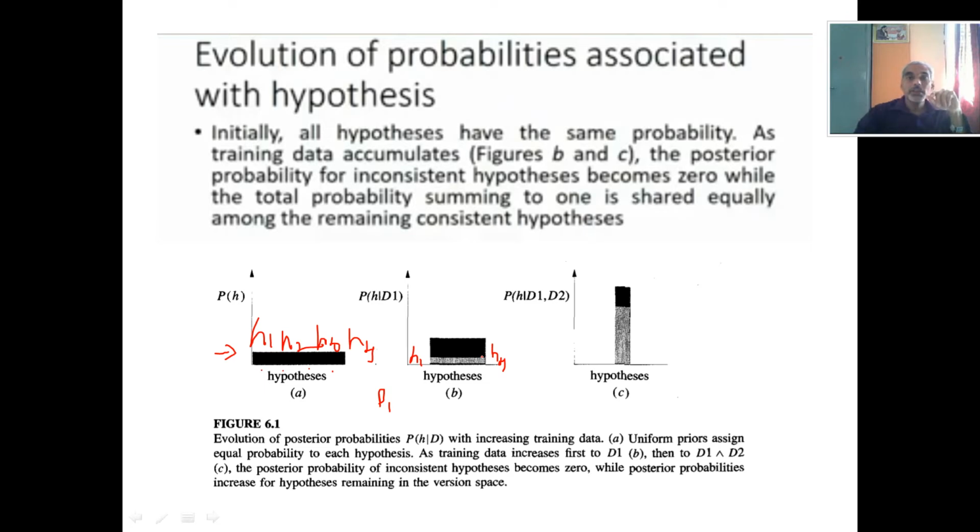Initially for all four hypotheses we gave equal probabilities. Now when you take one training data set D1, on the y-axis we have written the probability of the hypothesis given this data set D1. So when you take one set of training examples, let us say 1000 training examples, some hypotheses will drop out, because the probability becomes 0. They are inconsistent with the given data set. In this case, let us say the two hypotheses H1 and H4 have dropped out.